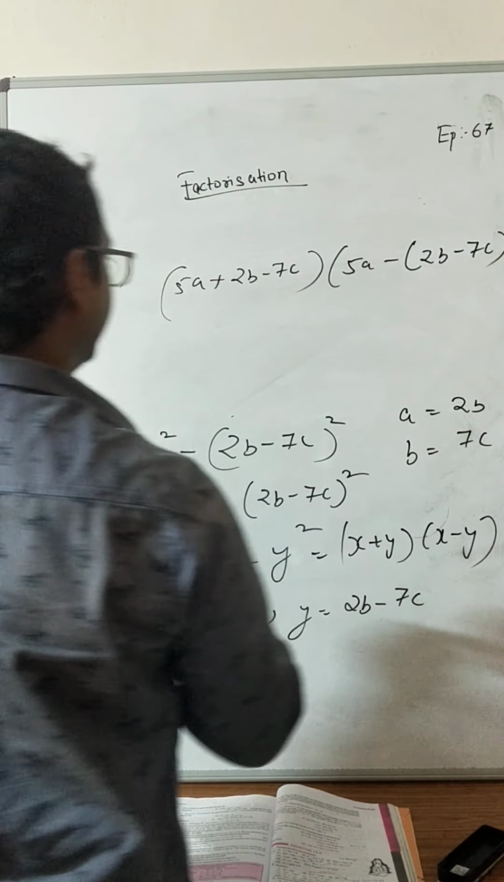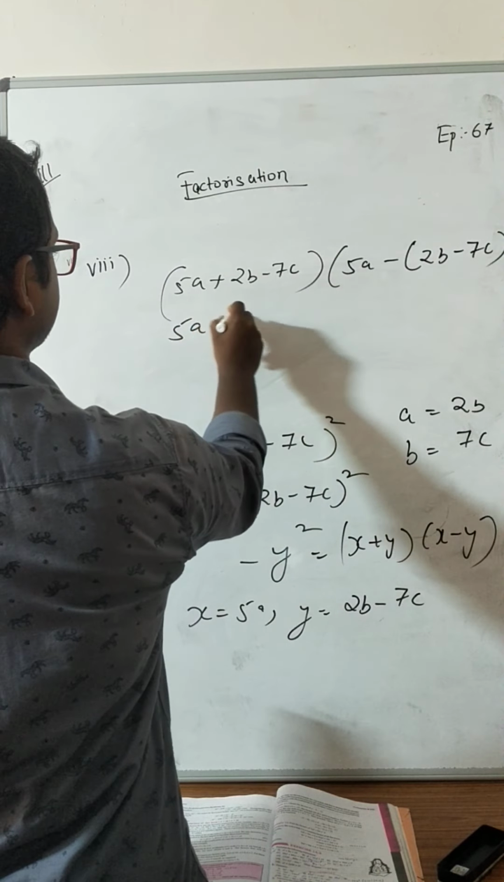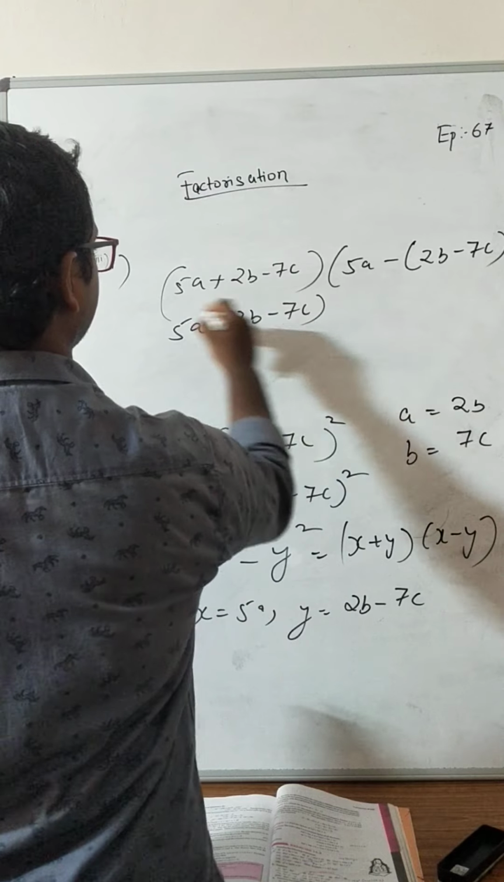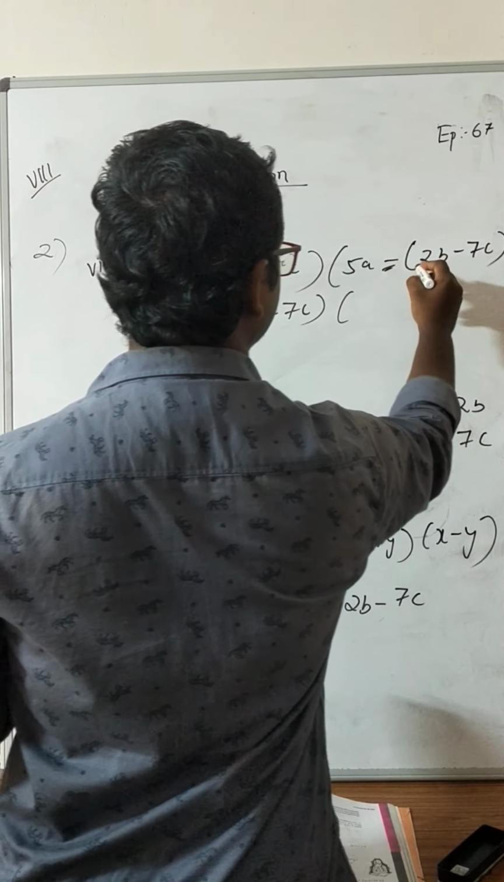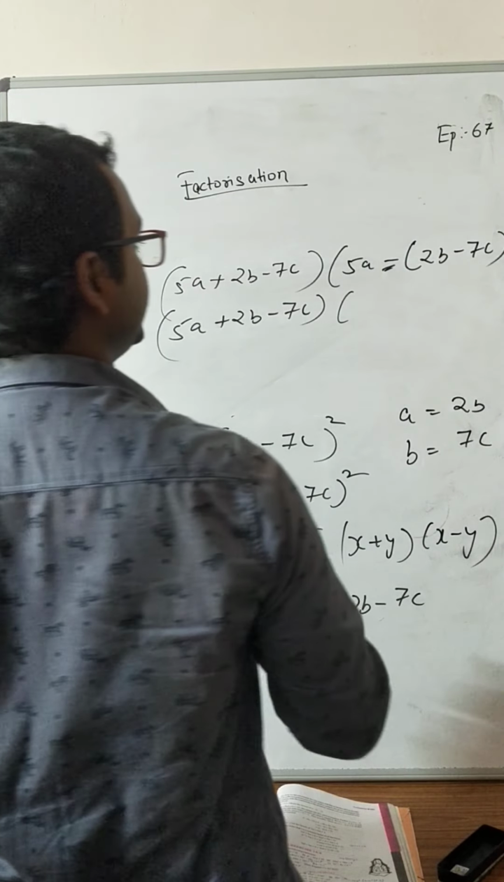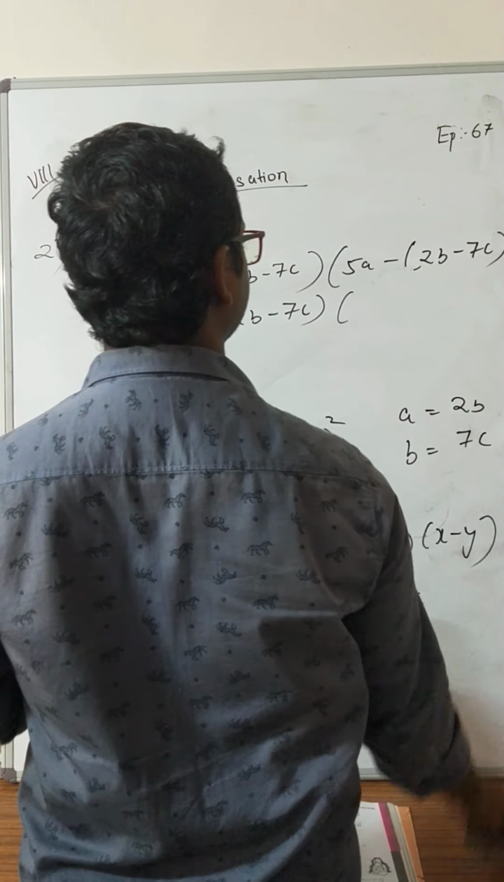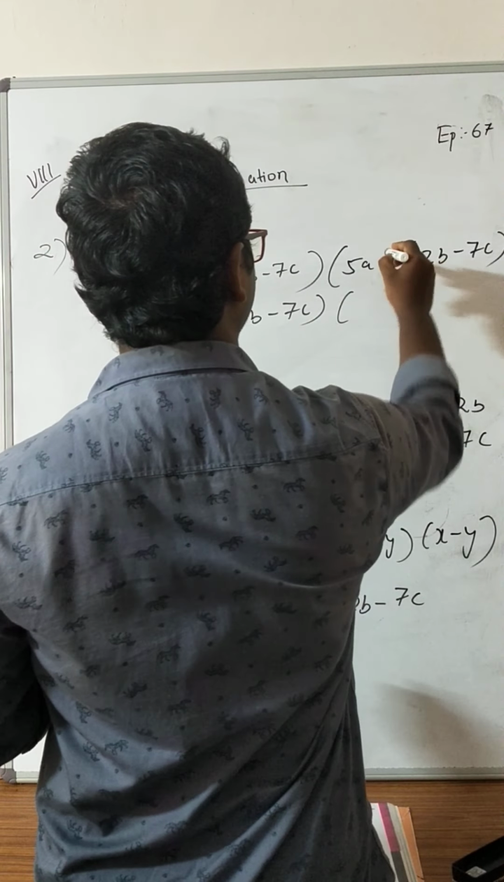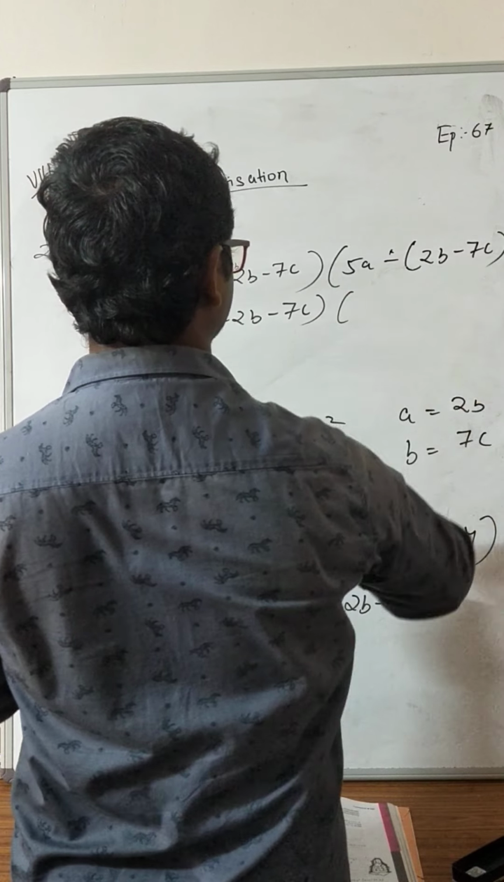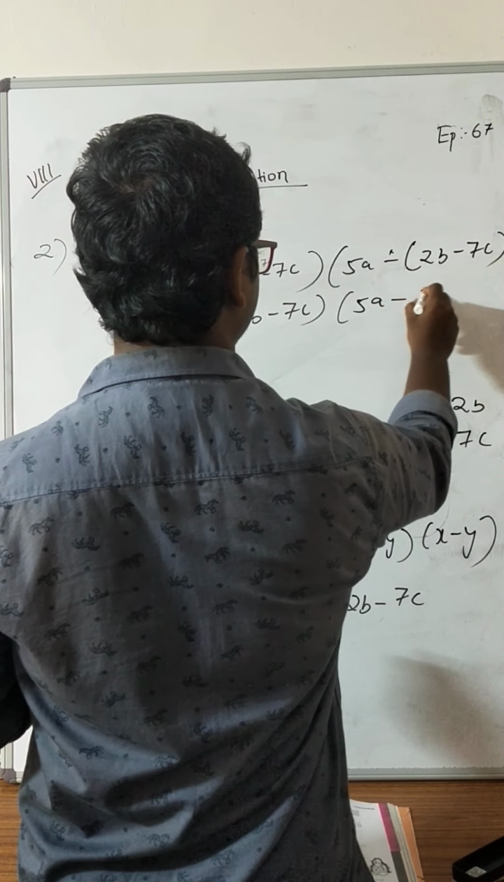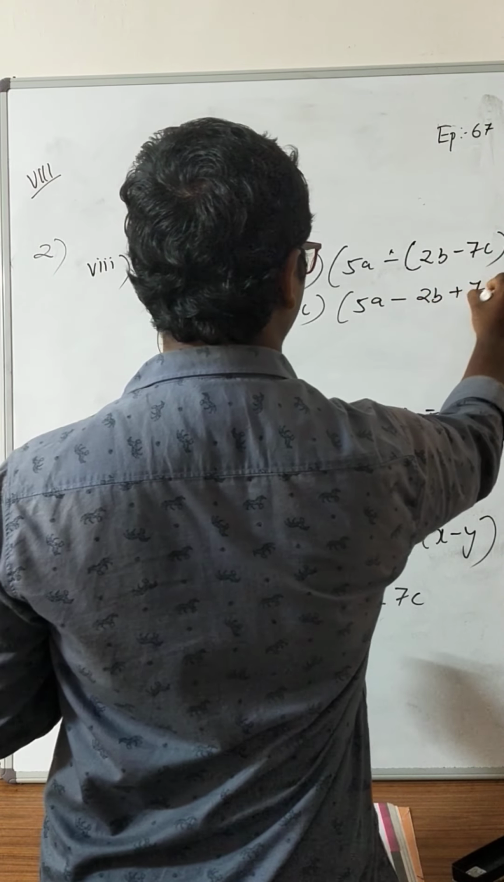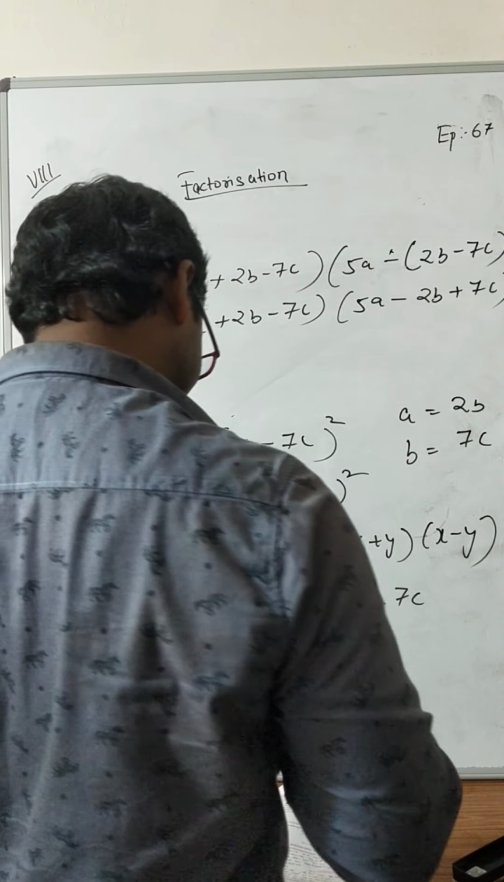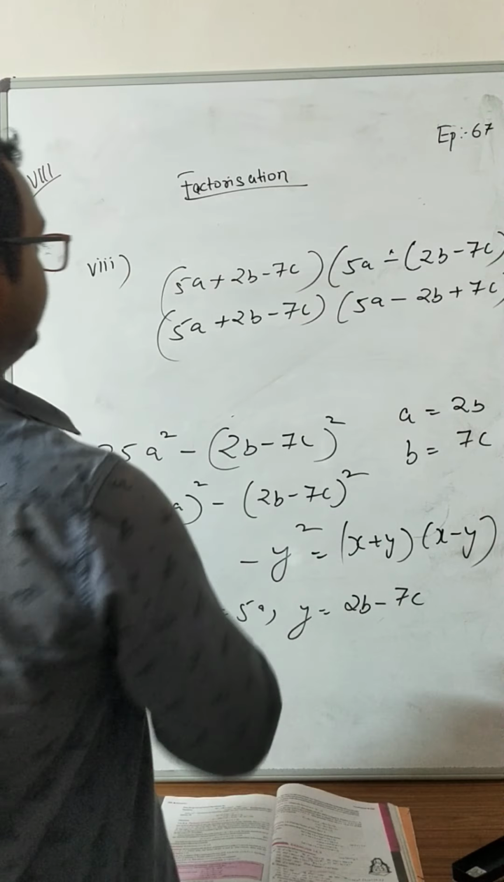Okay, then again 5a plus 2b minus 7c. Here, because of this minus, the sign which is inside the bracket will change. Okay, because of this minus, the sign inside will change. So 5a minus 2b, this will become plus 7c. Okay, so this is our final answer.